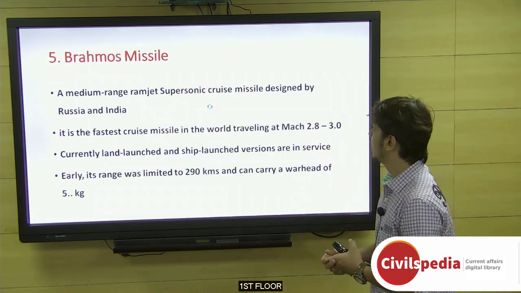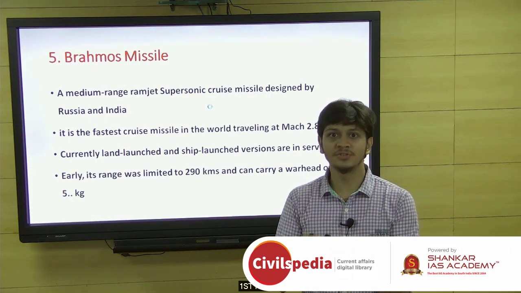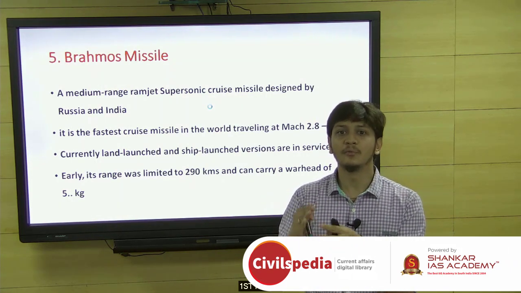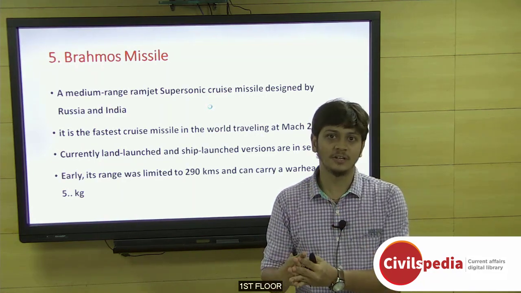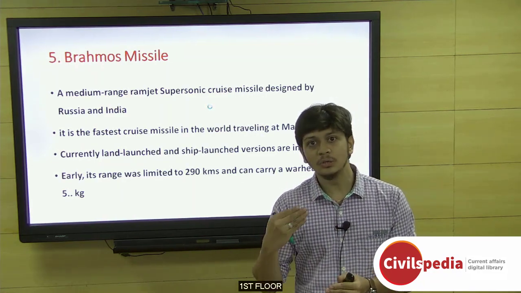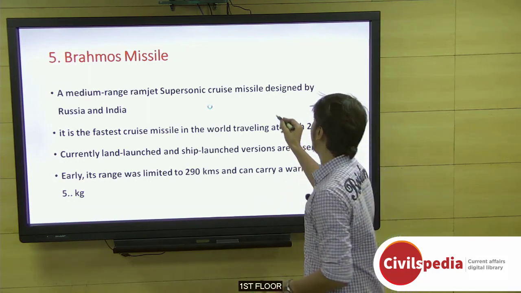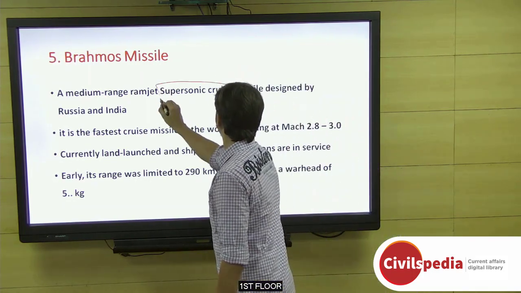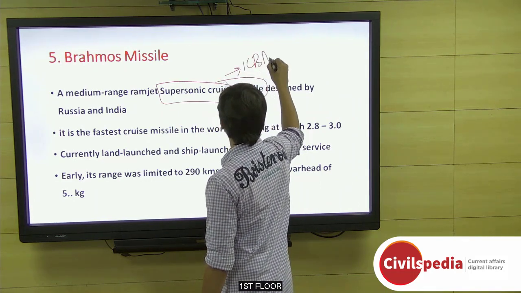Our fifth topic for today is the Brahmos Missile. Brahmos Missile is a medium-range ramjet supersonic cruise missile. Friends, it is important to understand the difference between a cruise missile and a ballistic missile. So that's a task for you. You have to read about cruise missiles, you have to read about ballistic missiles, and you have to do a comparative analysis between a supersonic cruise missile and an ICBM, that is an intercontinental ballistic missile.